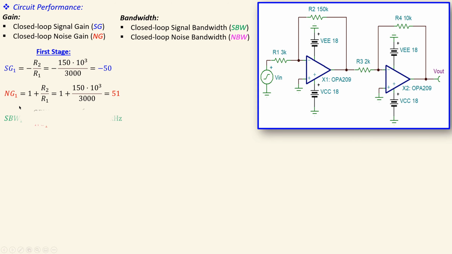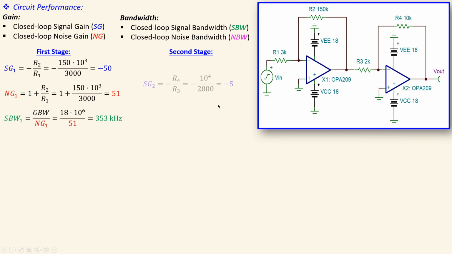Now that's for the first stage. Now also look at the signal bandwidth for the first stage, which is just gain bandwidth product over the noise gain. Gain bandwidth product from the OPA209 was given in the datasheet. 18 megahertz over the noise gain will be 353 kilohertz. That will be the signal bandwidth of the first stage.